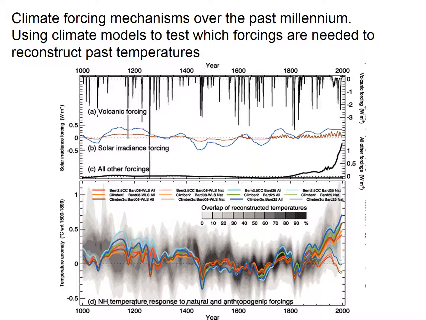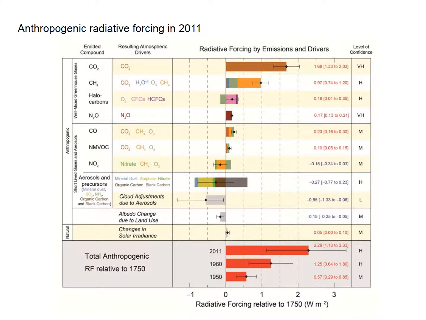Okay, so this is a line of evidence that says to explain the temperature record, you need to have a model that includes a CO2 rise over the last 150 years. Okay. Put that in.